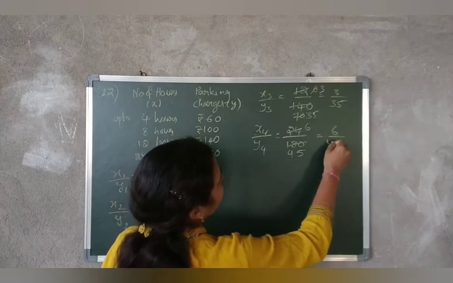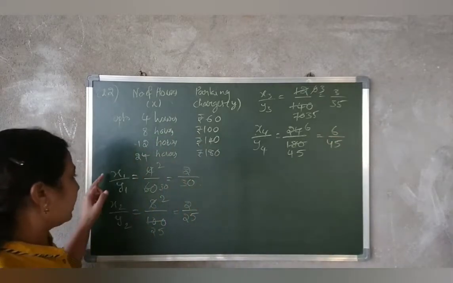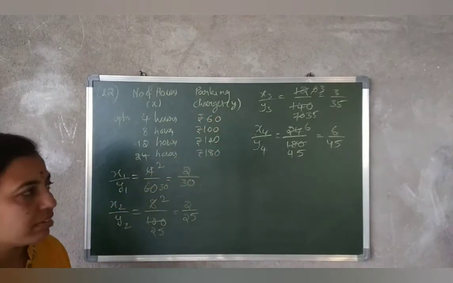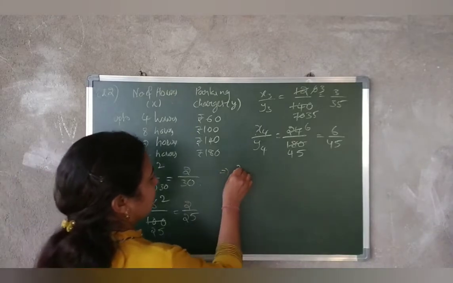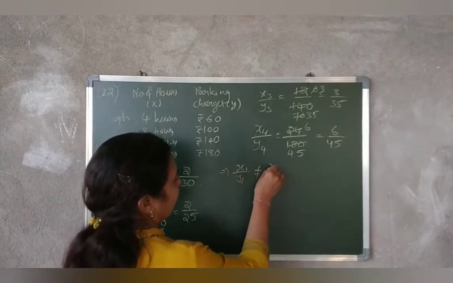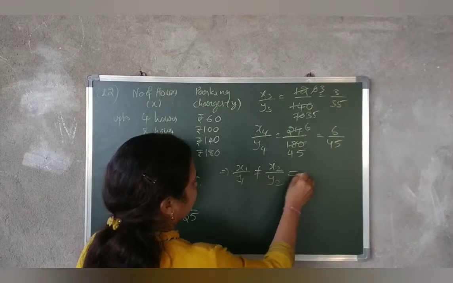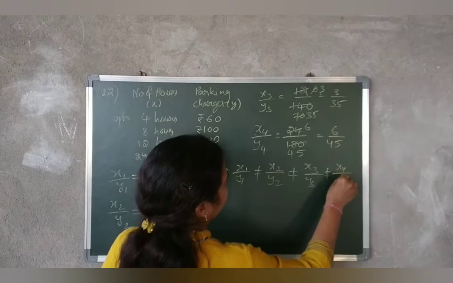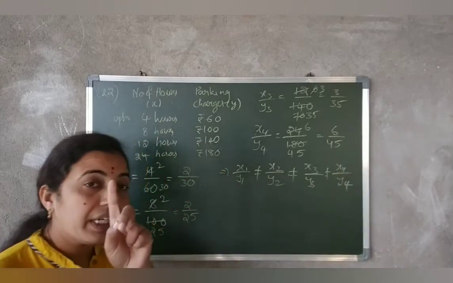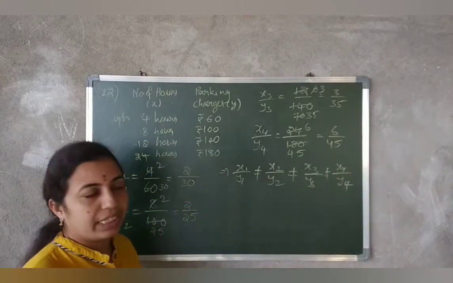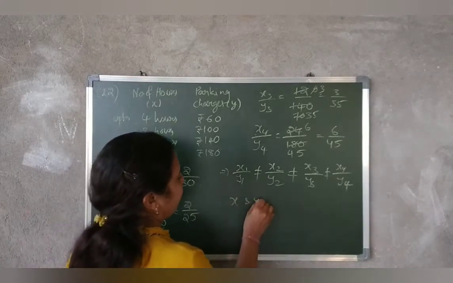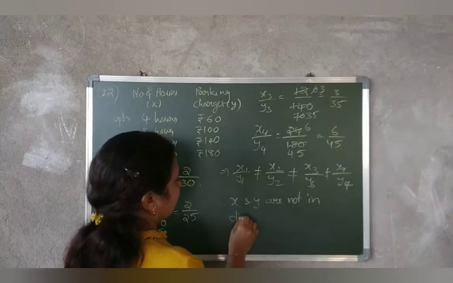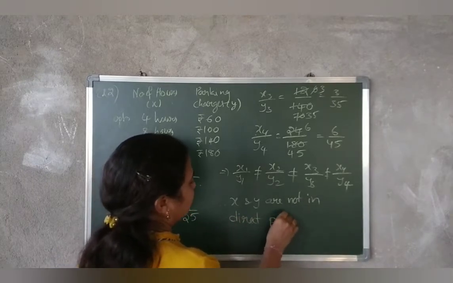Now if you observe here, x1 by y1, x2 by y2, x3 by y3, x4 by y4. Are they equal? No. x1 by y1 is not equal to x2 by y2, is not equal to x3 by y3, is not equal to x4 by y4. If the ratios are not equal, therefore you can say that x and y are not in direct proportion.